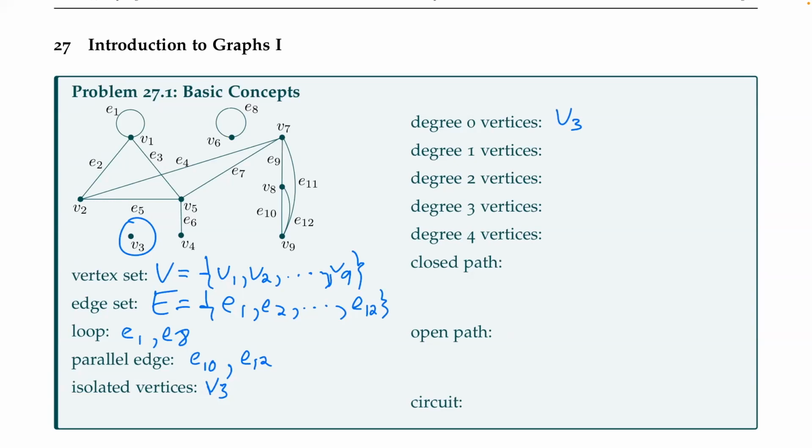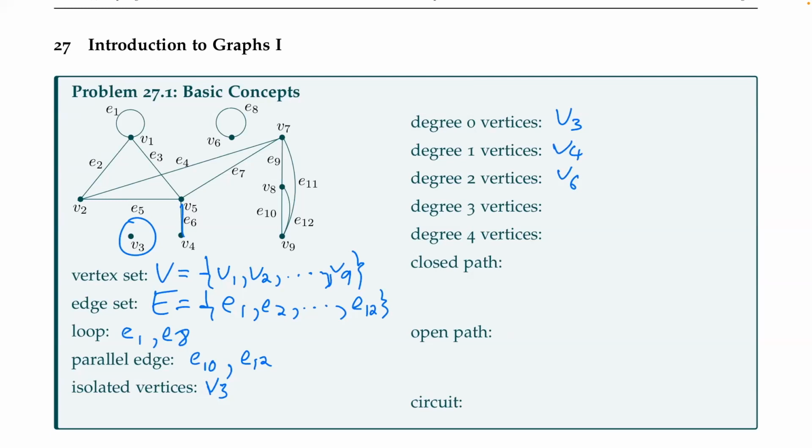Not V6. So V6 has one edge, but that edge joins itself. So we count that twice. So V6 is actually degree 2, I'll put it down there. V4, yes. Just checking I haven't made a mistake or missed any. Yeah, V4 is the only degree 1 vertex here.